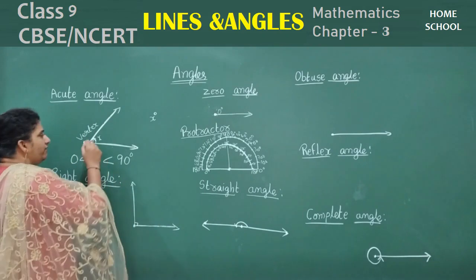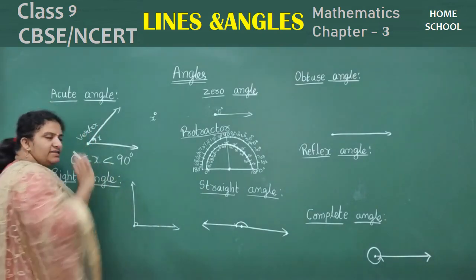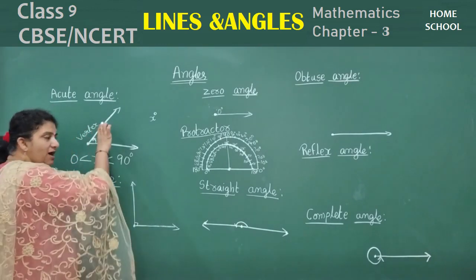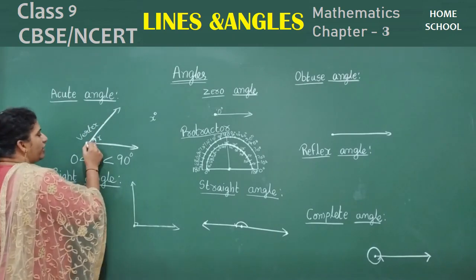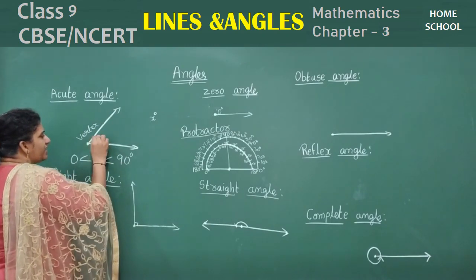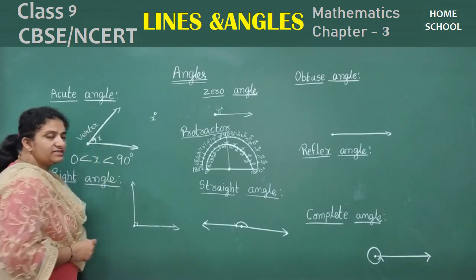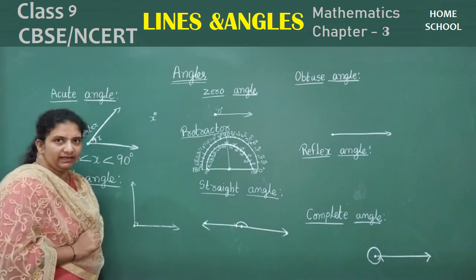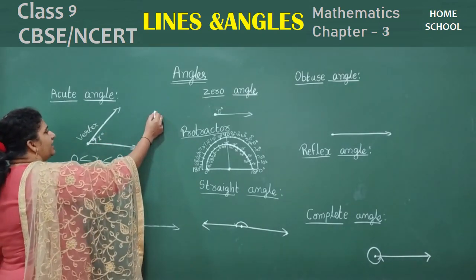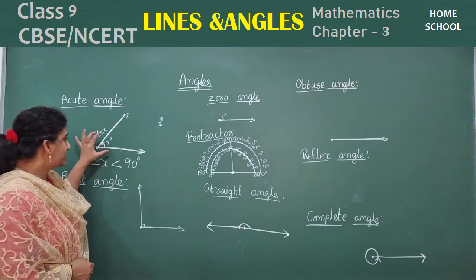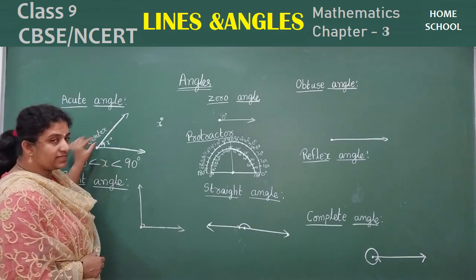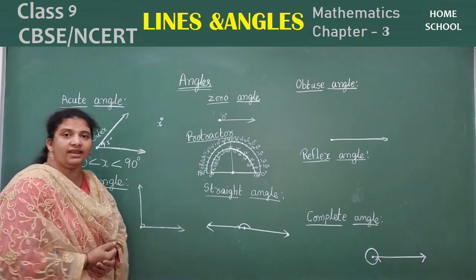Now these two rays we call the arms of an angle, and this point is called the vertex. How do we measure an angle? See here, there is an arrow mark I am showing. It represents the size of an angle. It is measured in degrees, that is x degrees. These two are the arms and this is the vertex. It is creating an angle.